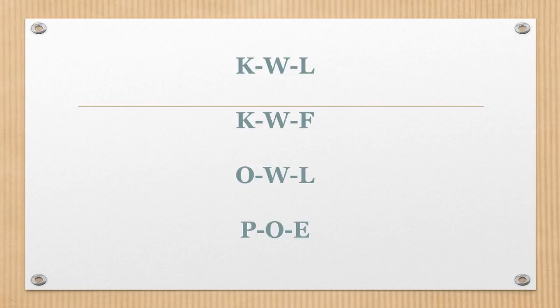KWL is when you start a unit, you can have them list what they know about a topic, what they want to know about a topic, and then at the end, you go back and say, what have I learned? KWF is similar: what I know, this is what I wonder about, and this is what I found out about the content. OWL is this is what I observed, this is what I wonder about those observations, and this is what I've learned. POE stands for this is what I predict, this is what I observed, this is how I can explain it. So these are just fun ways, again, of gauging their understanding.